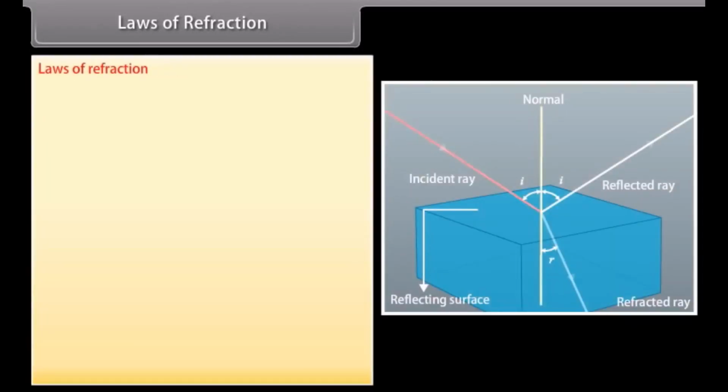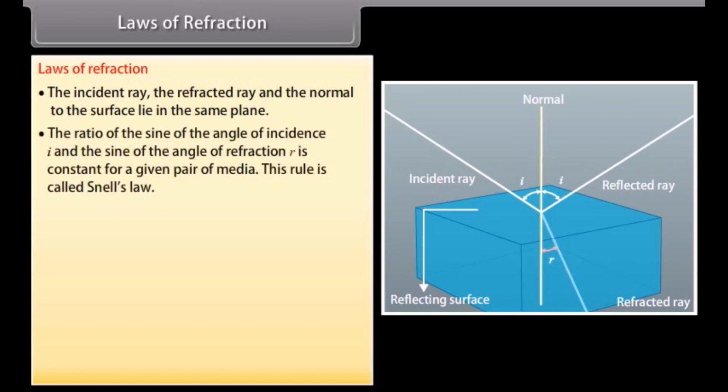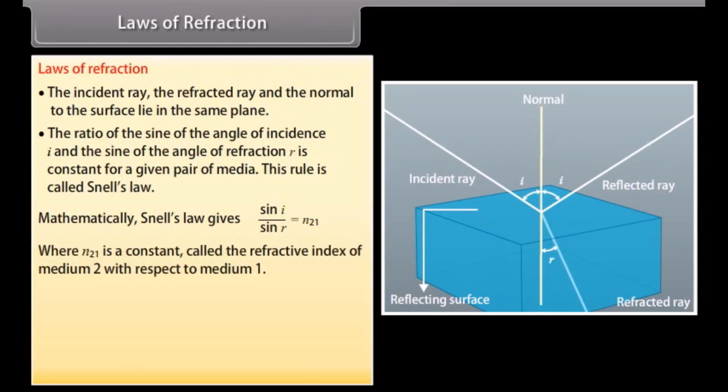Laws of refraction. The incident ray, the refracted ray, and the normal to the surface lie in the same plane. The ratio of the sine of the angle of incidence i and the sine of the angle of refraction r is constant for a given pair of media. This rule is called Snell's law. Mathematically, Snell's law gives sin i / sin r = n21, where n21 is a constant called the refractive index of medium 2 with respect to medium 1.